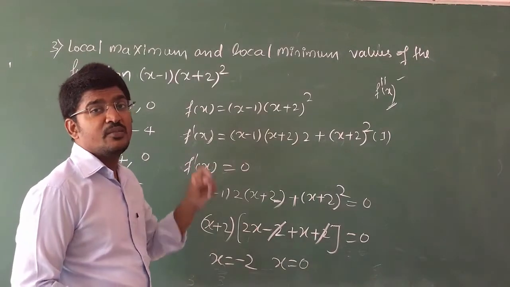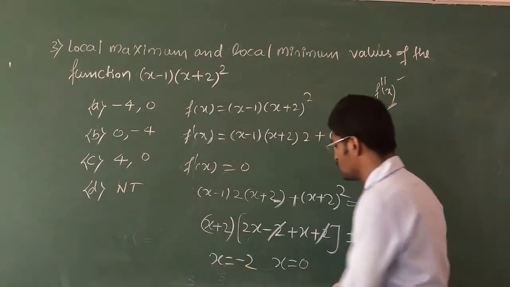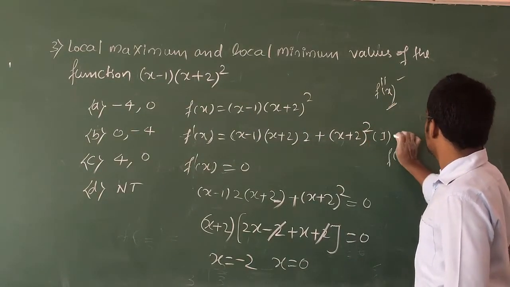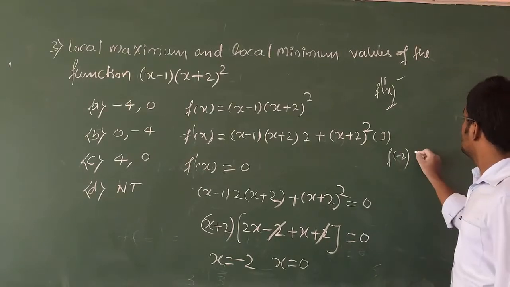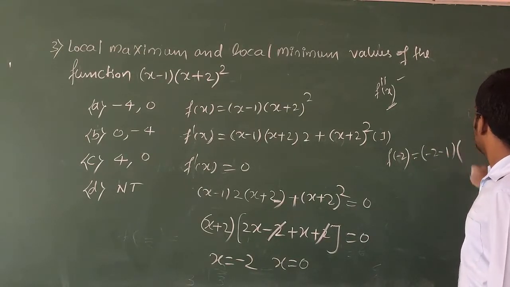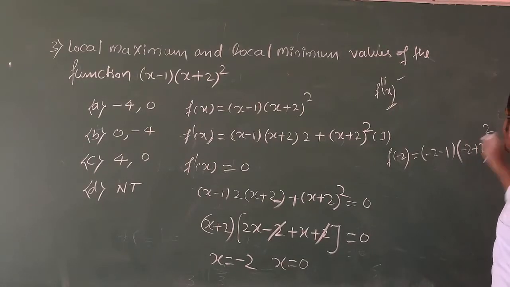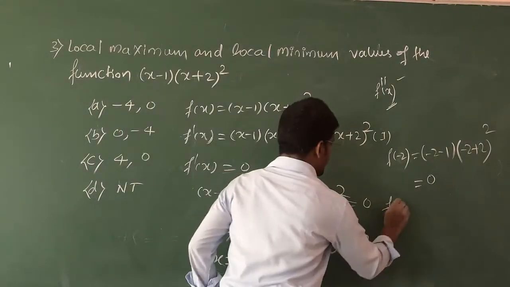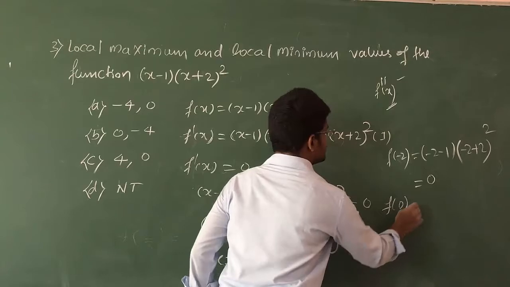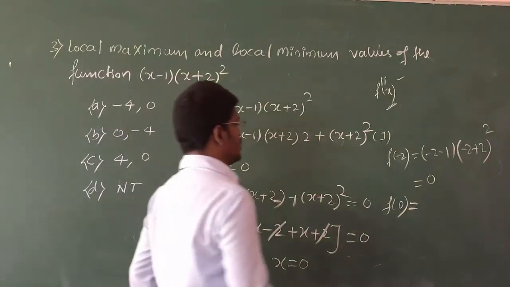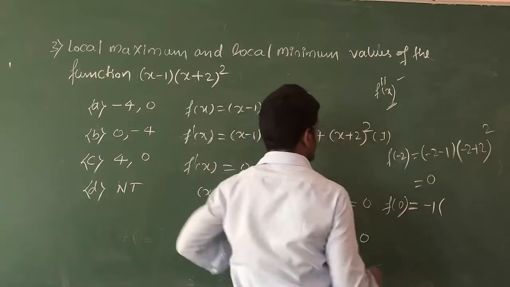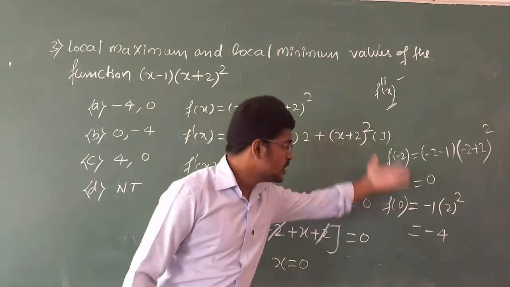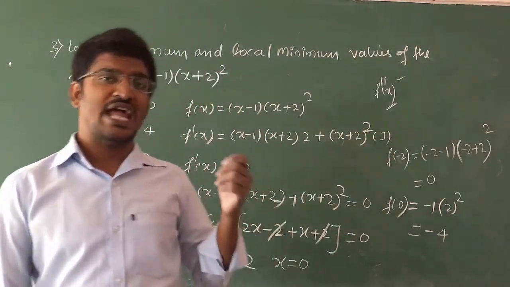I will directly find the maximum by putting x equal to minus 2 and 0 in this f of x. So f of minus 2 equals minus 2 minus 1 multiplied with minus 2 plus 2 whole square, it is 0. Clear? Another one is f of 0. Put 0 here, minus 1, put 0 here, 2 square, that is minus 4. Clear? So you got two terms, minus 4 and 0.